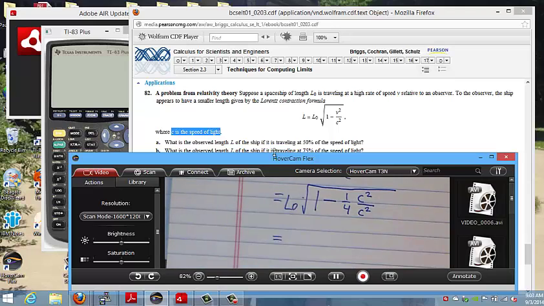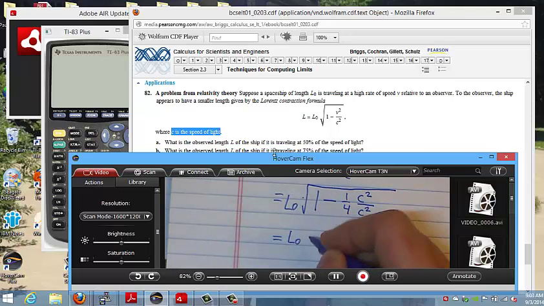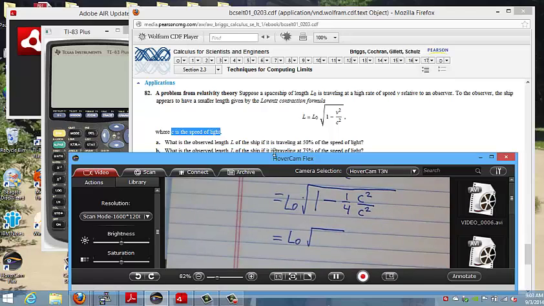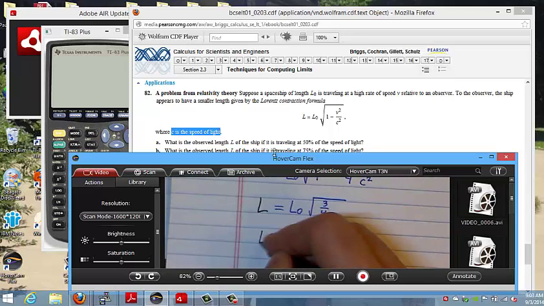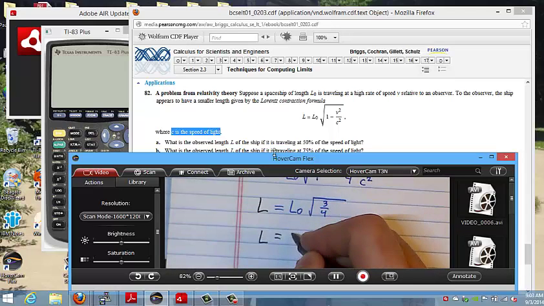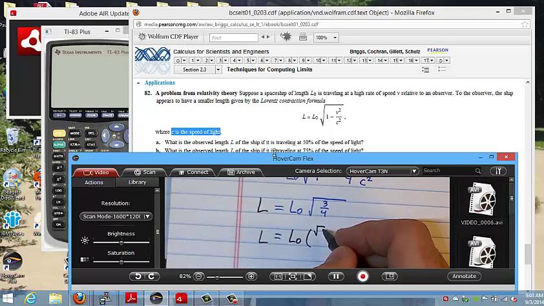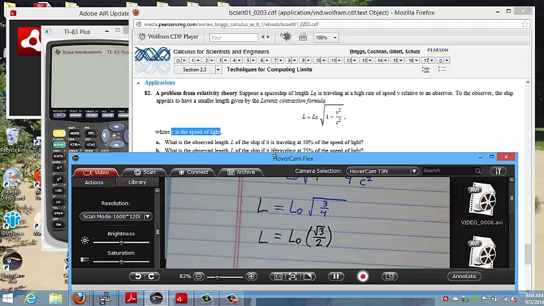We cancel the c's. We get L naught times the square root of 1 minus 1/4, which is 3/4. And so I think what I just determined, see, this is L. L is going to be L naught times radical 3 over 2. Right? So what's radical 3 over 2? We should get a decimal value.